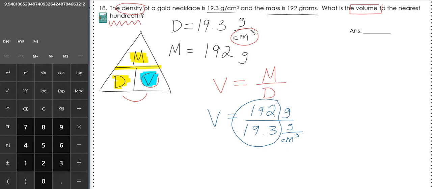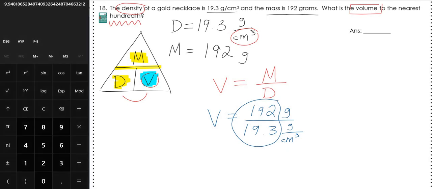And I go back to how they told me to round. They said round to the nearest hundredth. That means the second decimal place. So looking at your calculator, see where the 4 is? 9.94. You have to decide, do I keep the 4 or do I round up to 5?